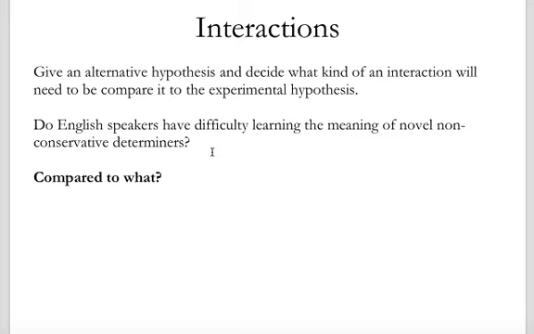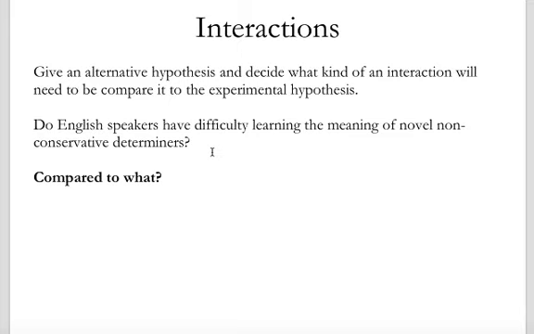Or maybe processing difficult semantic material has a carryover effect on phonological forms. I could imagine some context in which somebody might want to ask about that alternative. That's not the most obvious one we'd want to change here, though. The most obvious thing we'd probably want to change here is the non-conservative part, right? Do English speakers have difficulty learning the meaning of novel non-conservative determiners compared to novel conservative determiners? And that would isolate what's probably the element of interest here, which is the conservativity property.